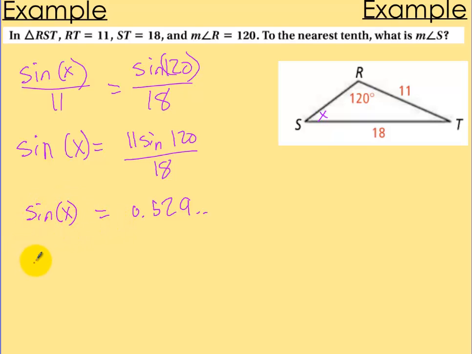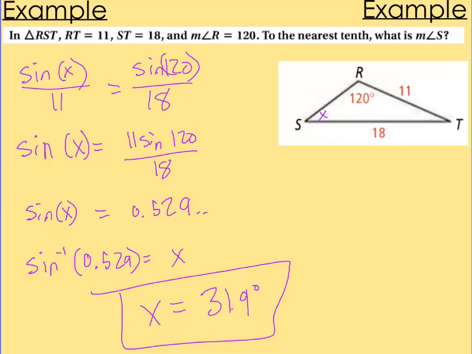But I've got to find X, so I've got to use the inverse sine. So I go inverse sine of 0.529, and that's going to equal my X. So if I plug that in for inverse sine of 0.529, oops, I messed up. I'll plug that in again, and I get X equals, to the nearest tenth, 31.93, so 31.9 degrees. That's it.